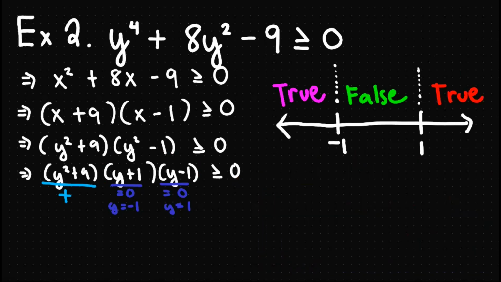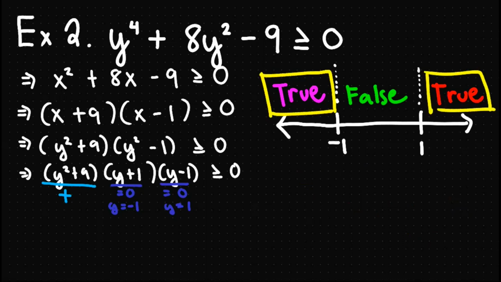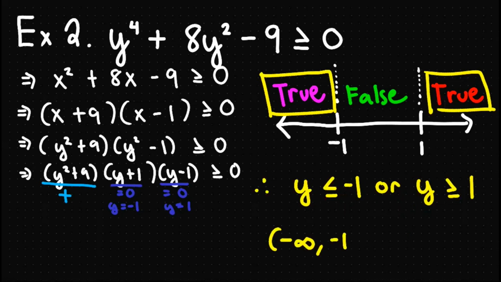Now that we are done inspecting every region, we can now conclude the solution set for this problem. So we observe that region 1 is true and region 3 is true. So therefore, we say that y is less than or equal to -1, or y is greater than or equal to 1. Or in interval notation, we can write this one as -∞ to -1 with a square bracket, union 1, so 1 with a square bracket, to +∞.